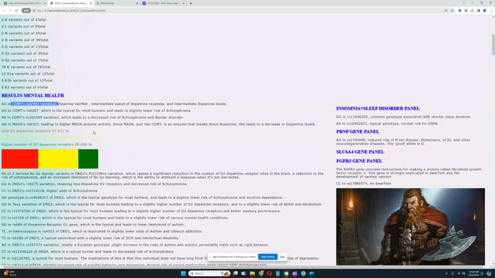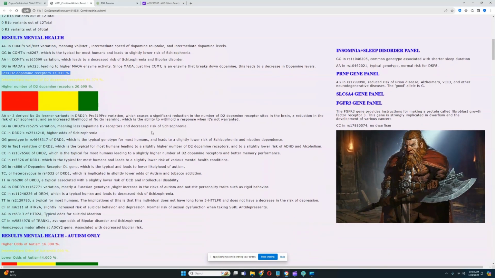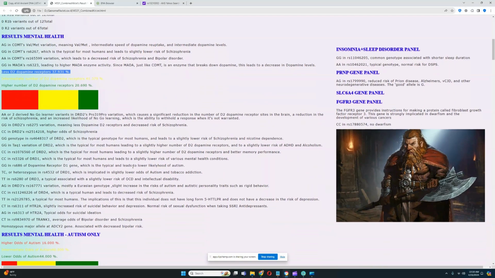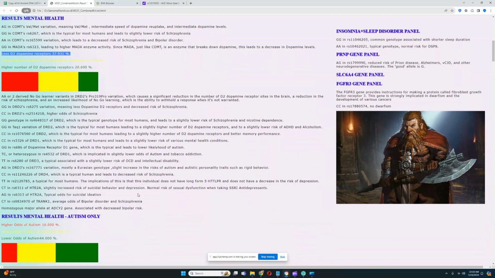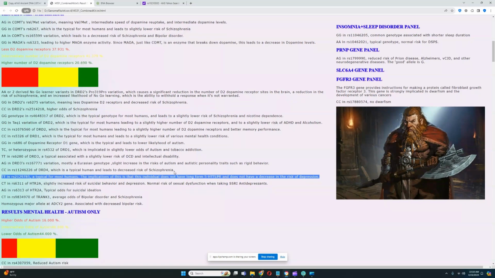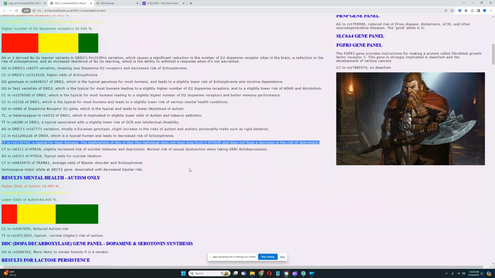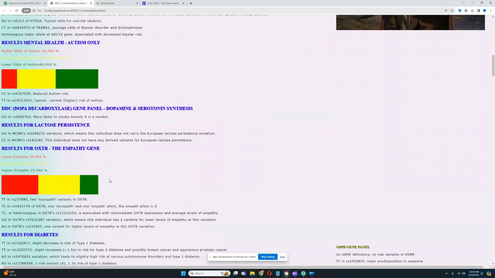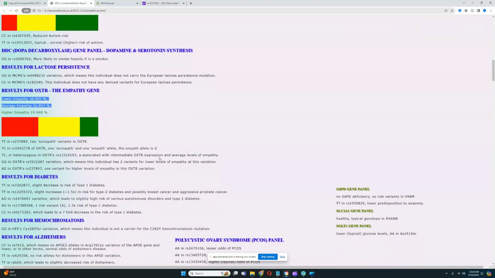They have less of the dopamine D2 receptor sites in the brain. Looks like they have the short form of 5-HTTLPR, so slightly increased risk of depression. Lower odds of autism, very interesting. No dwarfism, not a dwarf. Looks like they have an average or lower level of empathy predisposition. Interesting.